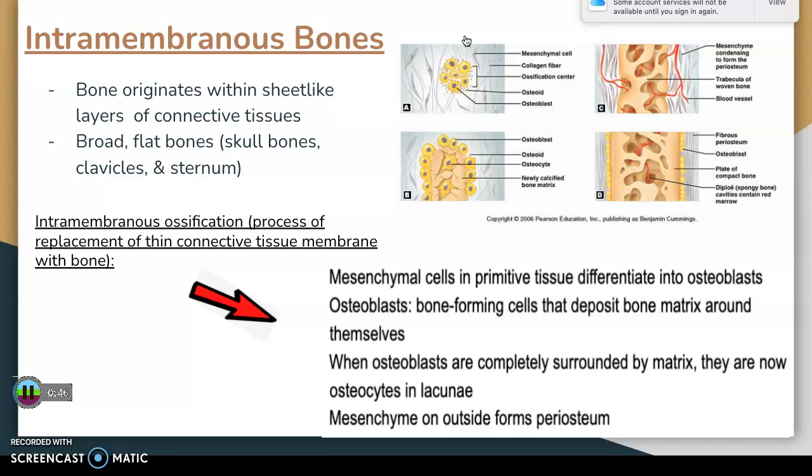So it starts off with mesenchymal cells in primitive tissue differentiating into osteoblasts. So these osteoblasts are the bone-forming cells. And once these osteoblasts are completely surrounded by matrix, they are now osteocytes in lacunae. And then the mesenchyme on the outside forms the periosteum.